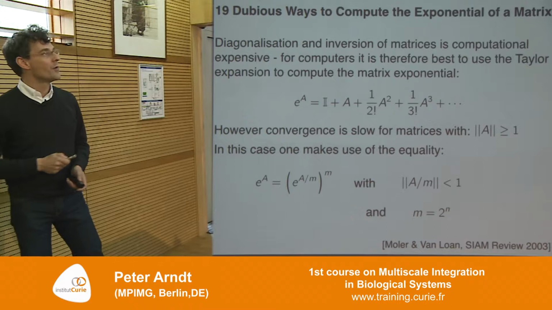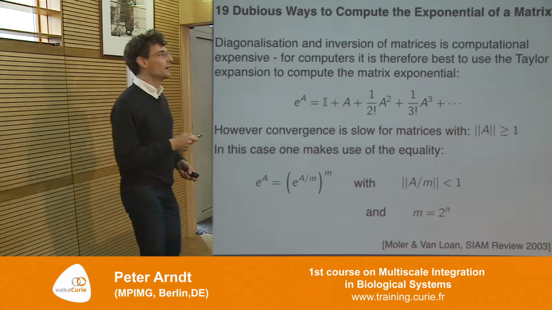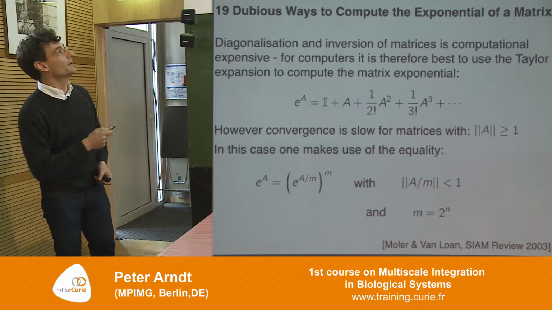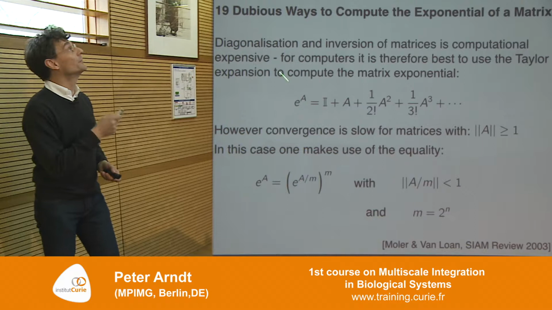So all this and related algorithms about the matrix exponential are all found in this paper, Moler and Van Loan. And the title of this paper is "Nineteen Dubious Ways to Compute the Exponential of a Matrix". So if you ever want to do this, then remember this title and you will get this paper.